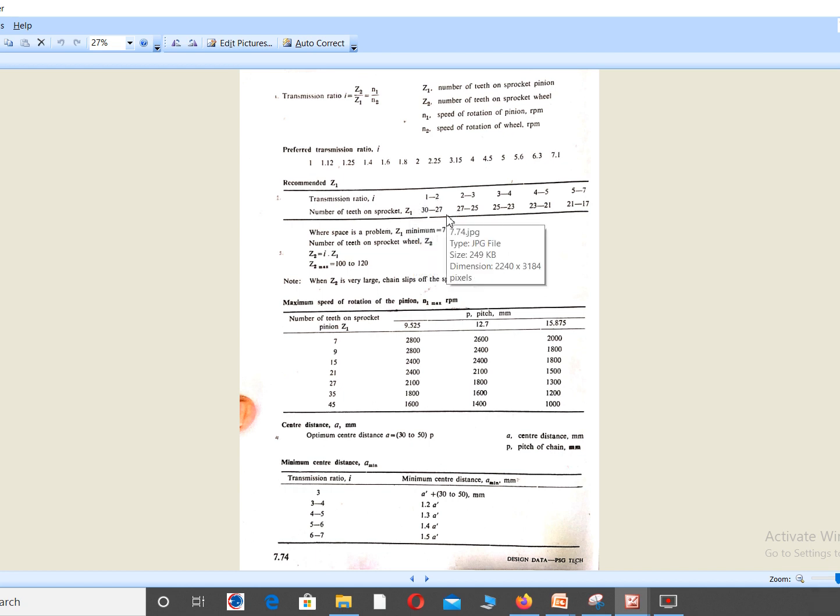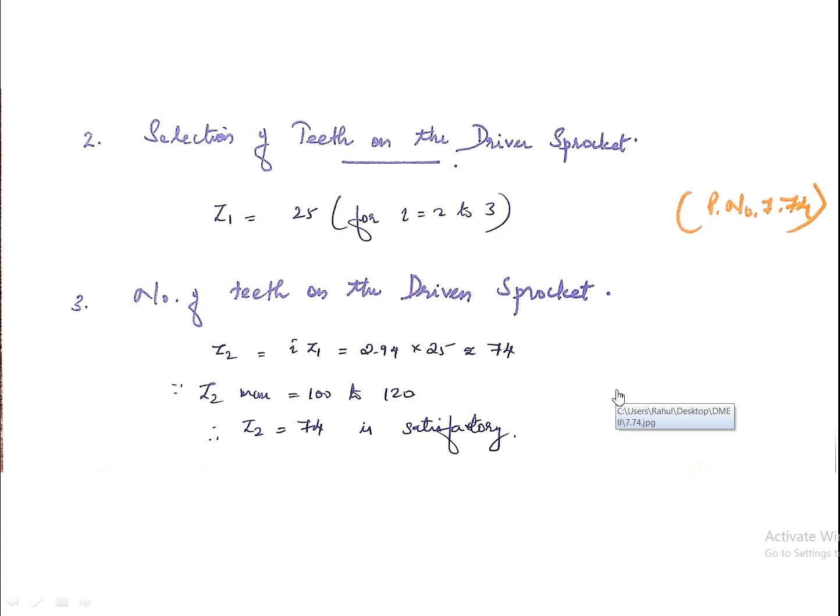Now, if you remember, the value for I was found to be 2.9 something, right, which was close to 3, right? So you can take any value between 25 and 27. Okay, any value between these two. So let us select the value 25 for the time being. You can either take 25, 26 or 27. Now let us take 25 for our problem.